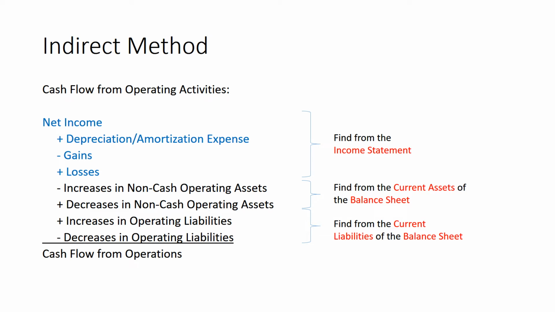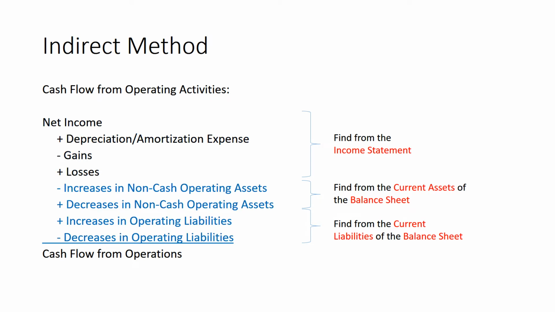Depreciation is recorded as depreciation expense and has no effect on cash. However, depreciation, like all other expenses and losses, reduces net income. Therefore, to convert net income to cash flow, we add back depreciation to net income. Similarly, we add back losses to our net income. This way, the add backs will cancel the earlier deductions.